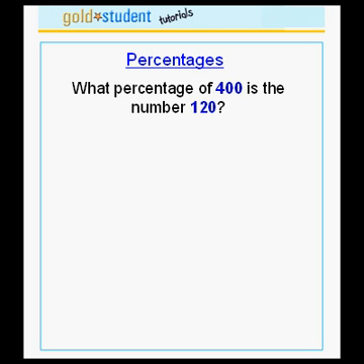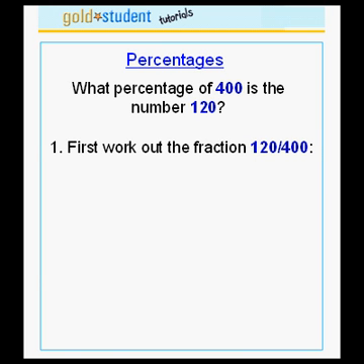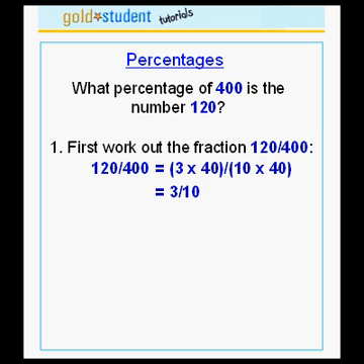Now, let's work out what percentage of 400 is the number 120. First, we write this as a fraction, 120 divided by 400. 120 over 400 is equal to 3 times 40 divided by 10 times 40. You can cancel out the common factor of 40, leaving you with the fraction 3 over 10.